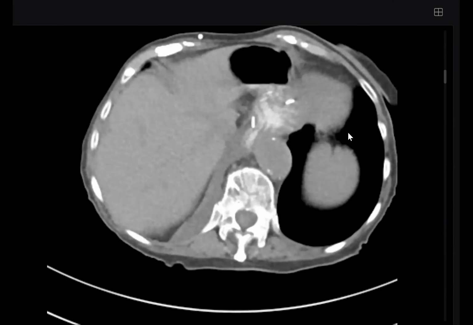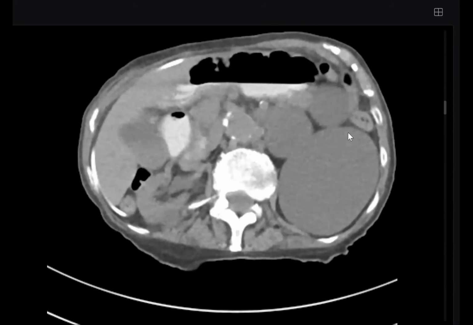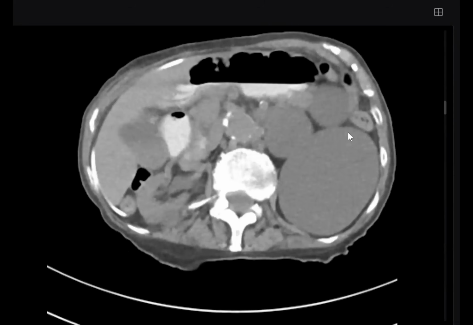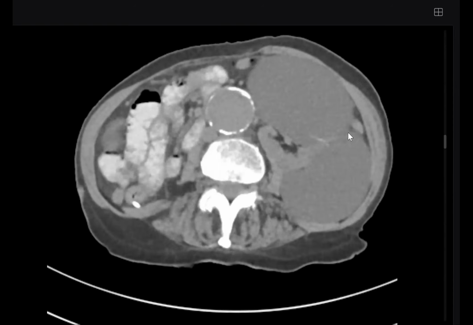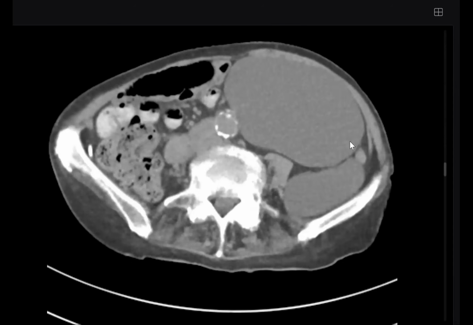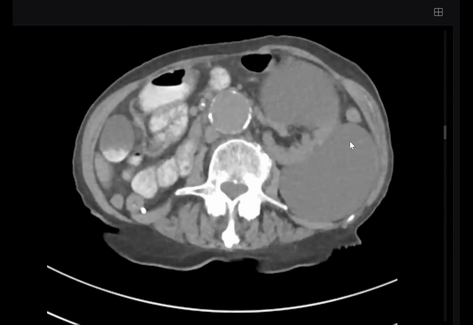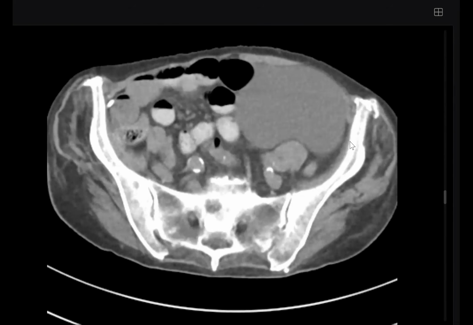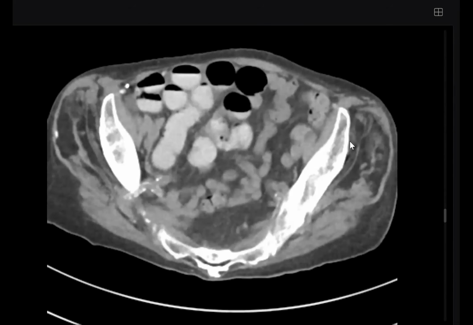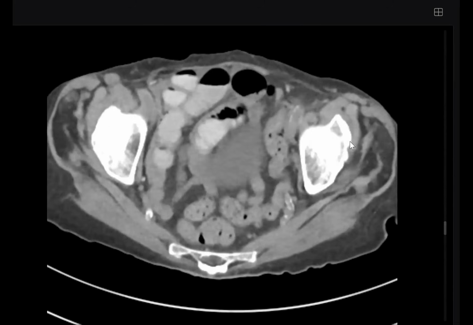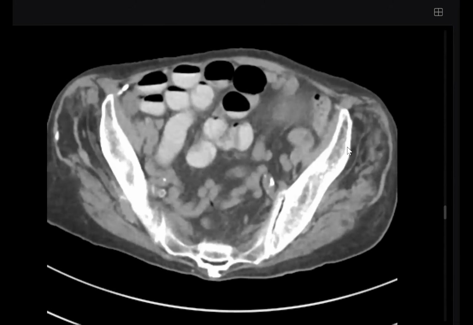Scroll is better, yes. Okay. I can see that the oral contrast is seen opacifying the stomach and the small bowel loops. Dilated or no? Sir, it's not scrolling. Actually, it's scrolling very fast. Okay, the small bowel loops do not appear dilated.